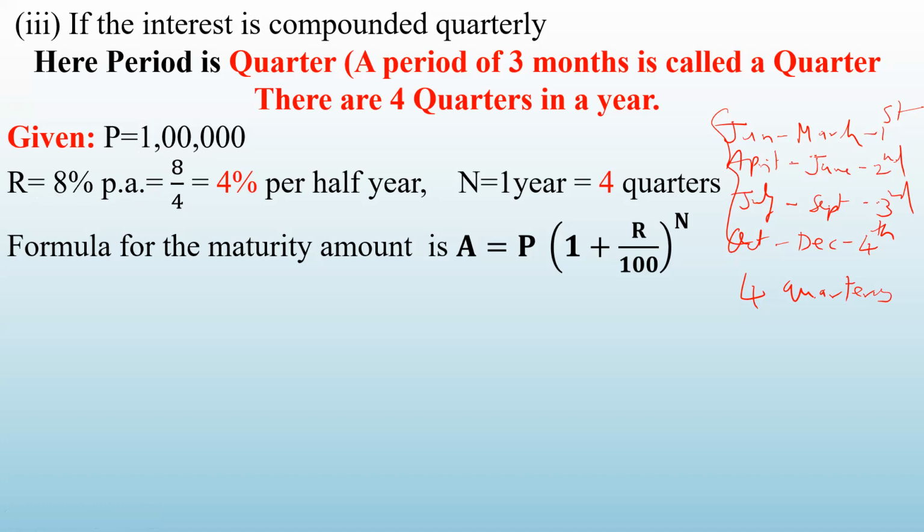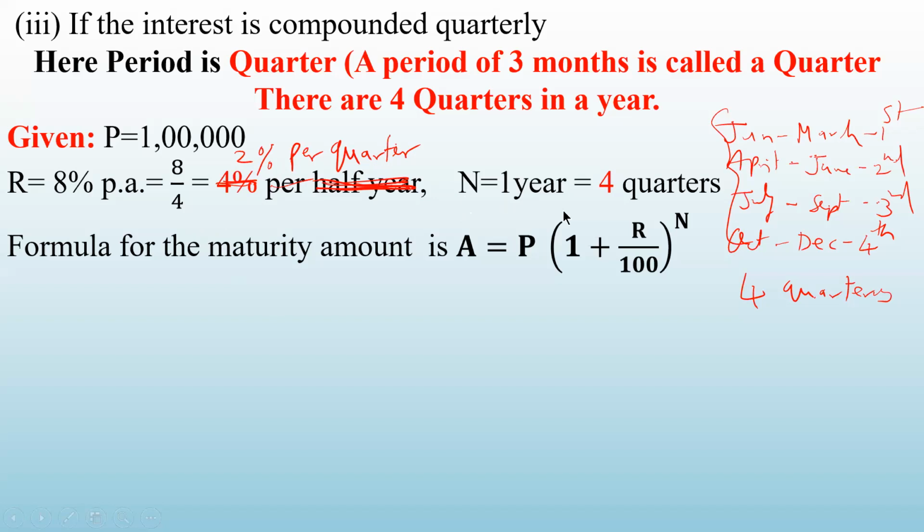So what will be the rate of interest for 1 quarter? You will divide 8 by 4 because there are 4 quarters in a year. So you convert this rate of interest from per annum to per quarter. It's not per half year, it is per quarter. 8 by 4 is 2, so it is 2% per quarter.